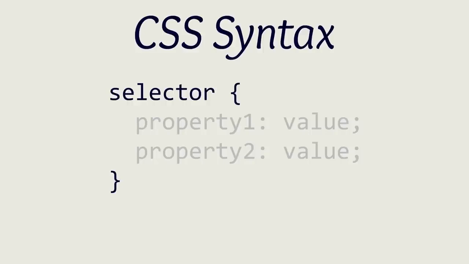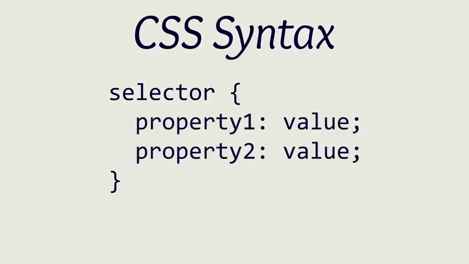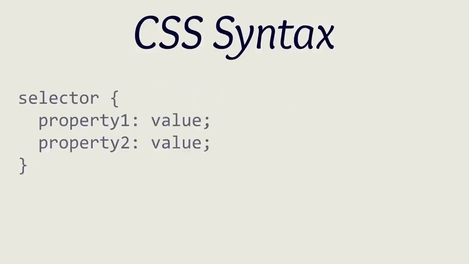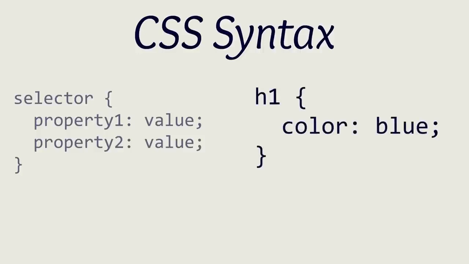Everything in between these curly brackets will be styles that are applied to the HTML elements that match the selector. Lastly, inside the curly brackets is one or more property value pairs. Each of these pairs defines a property, such as color, font size, width, etc., and a value for that property. A basic example of the CSS syntax will be setting the text color of all H1 elements to blue.